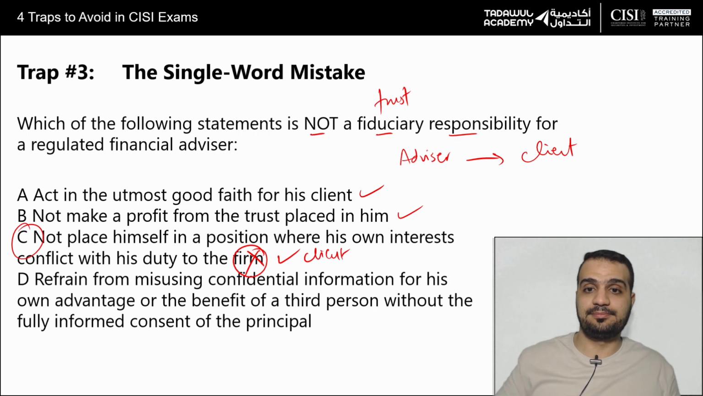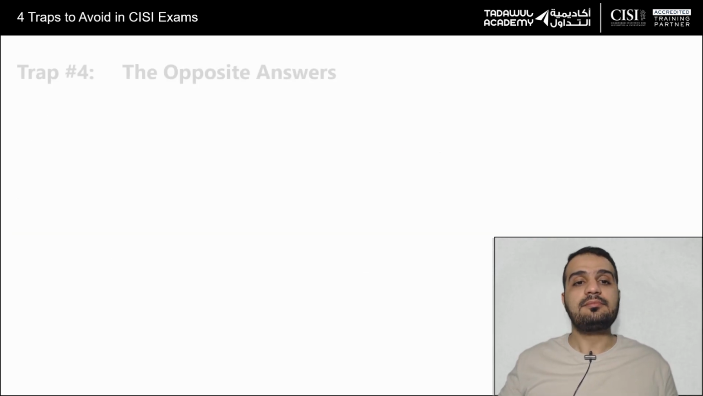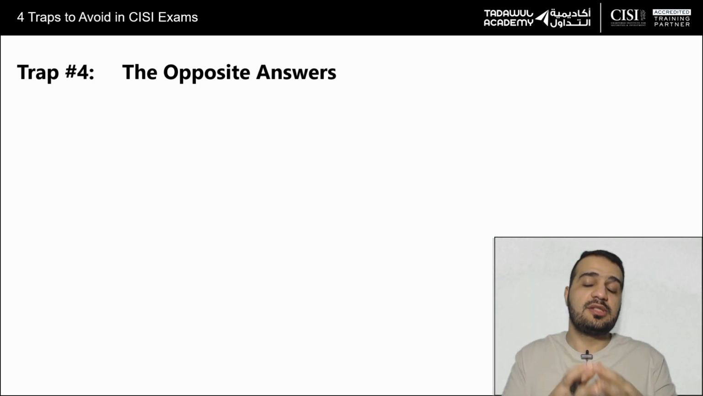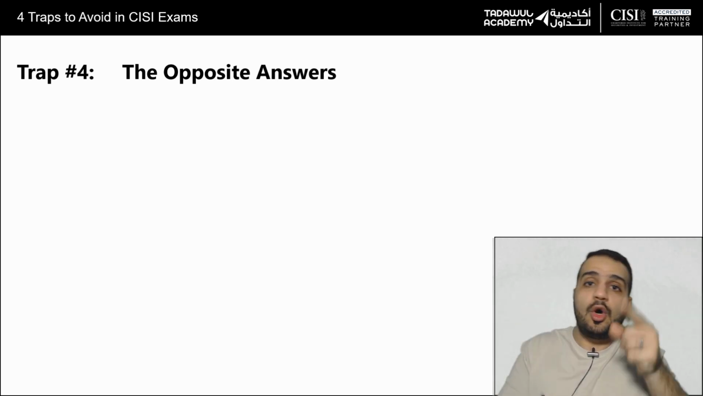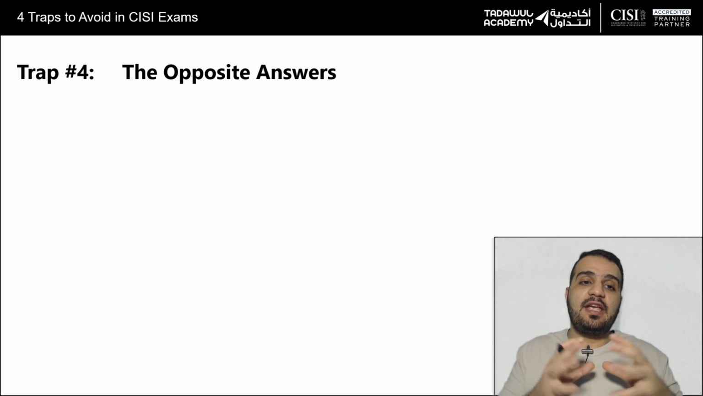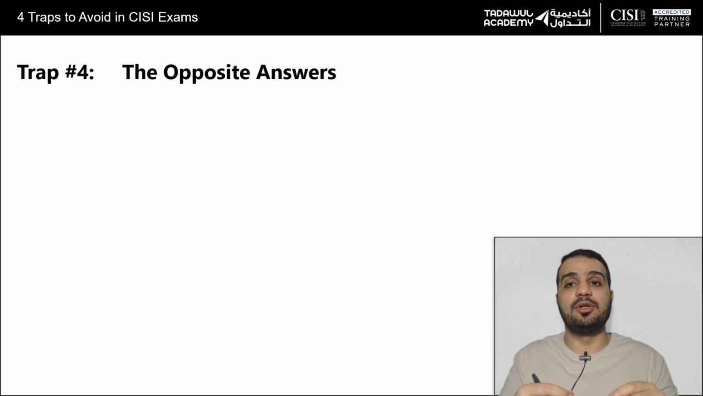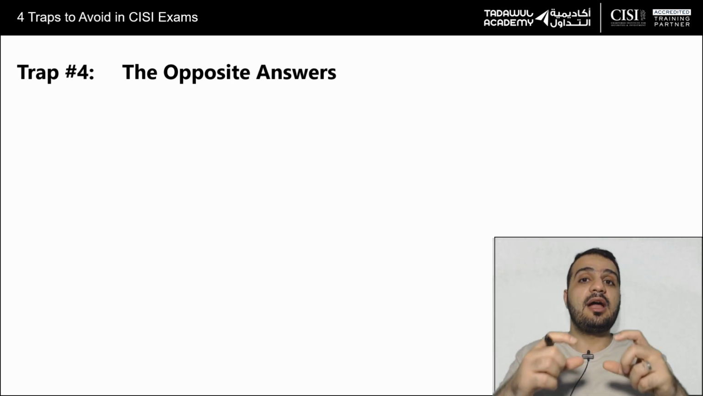That's the third trap. And the fourth trap, the opposite answers. The fourth trap is more of a strategy than a trap. So basically some questions, some answers in CISI, A, B, C, and D, A and B or B and C or C and D can be two opposite answers. If you find yourself clueless, that means you have no idea what the answer might be, this strategy might help you to basically narrow down your answers.